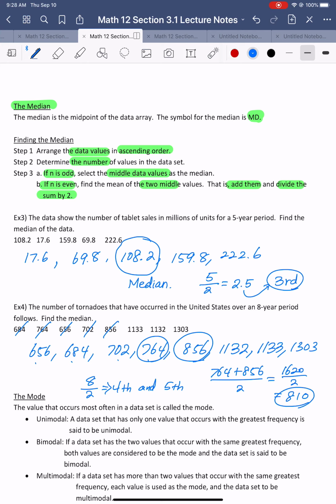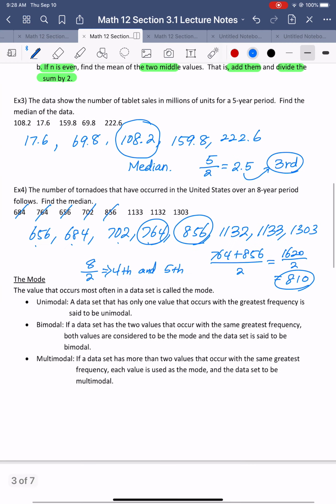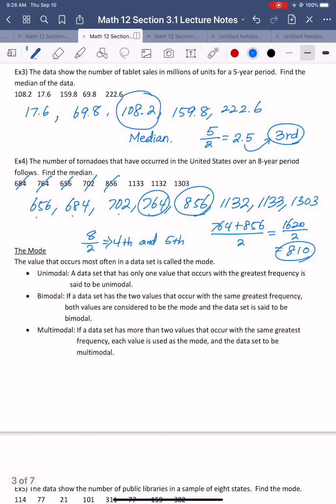So even though 810 is not an available number in the data, that's the number we call the median, okay? And then the third one is the mode.